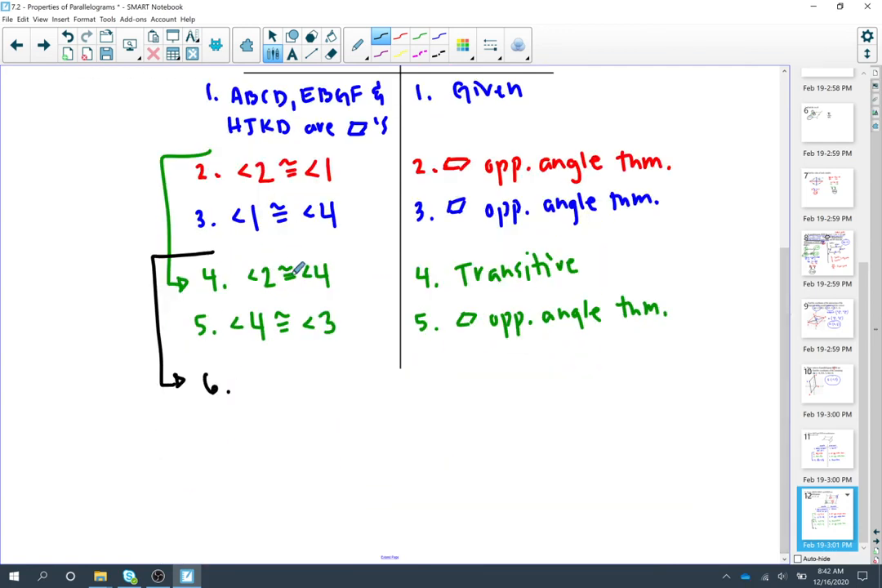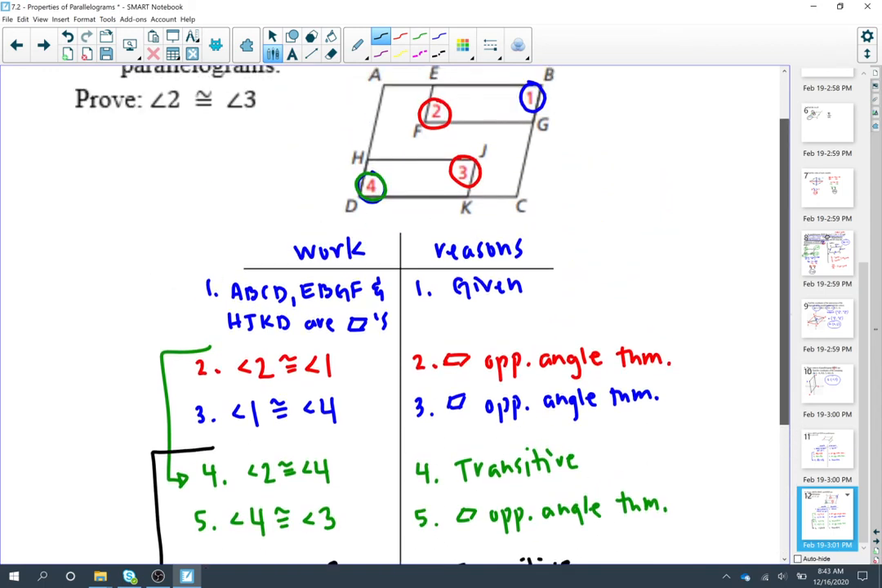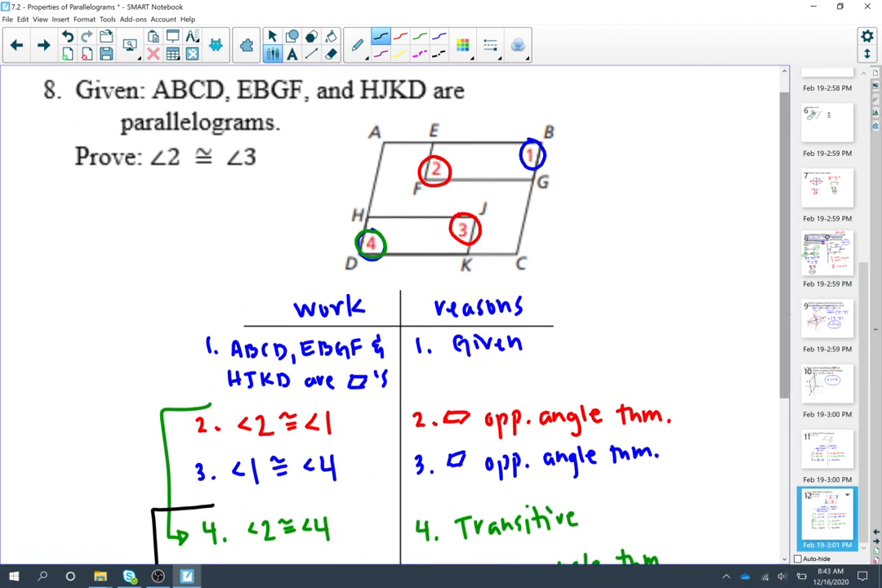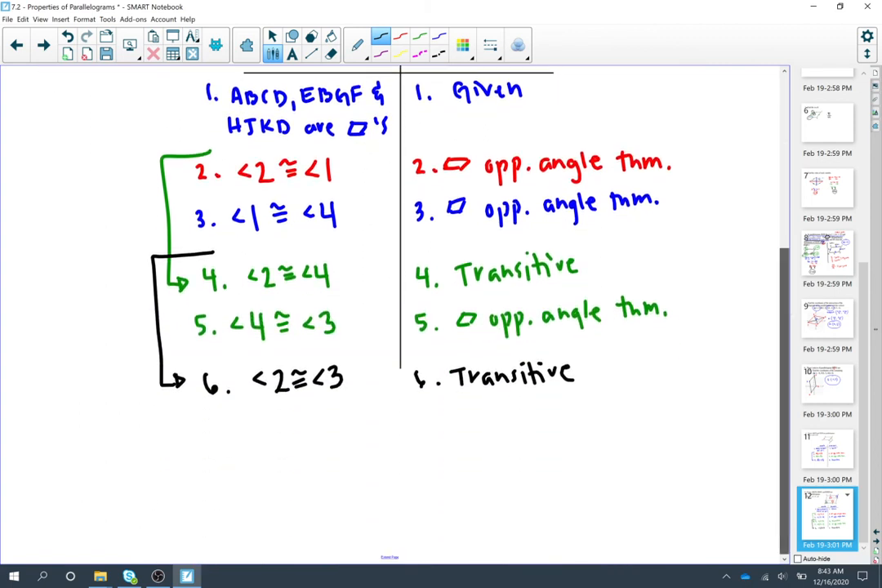So angle 2 is congruent to angle 4. Angle 4 is congruent to angle 3. So then angle 2 is congruent to angle 3. And once again, that's the transitive. And I'm just going to check one more time what we were supposed to prove. Angle 2 is congruent to angle 3. So we're all done.